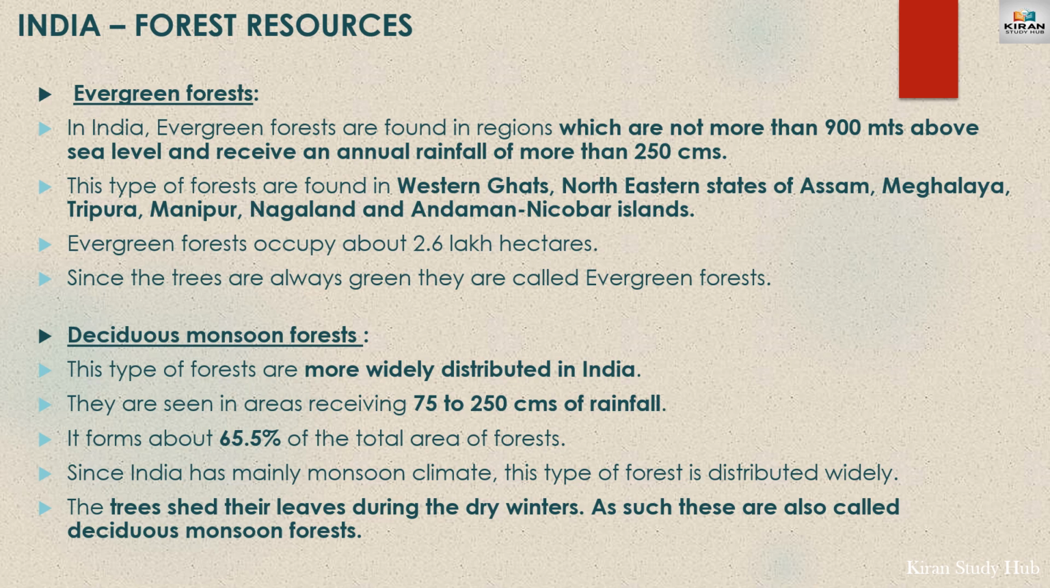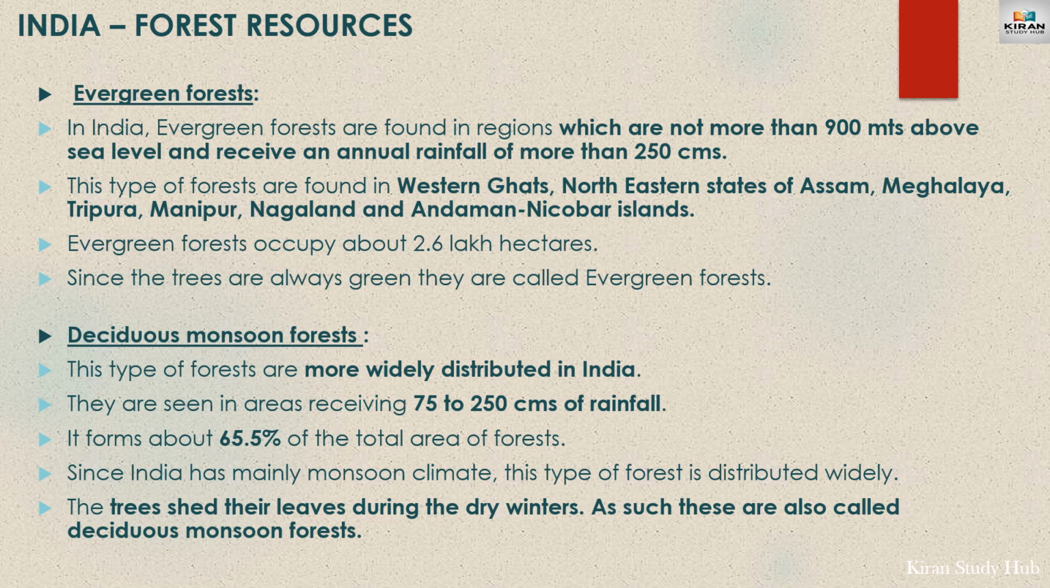Next is deciduous monsoon forest. This type of forest is more widely distributed in India. They are seen in areas receiving 75 to 250 centimeters of rainfall. Deciduous monsoon forest constitutes 65.5% of the total forest area in India, and this is the most widely distributed forest in India. The trees shed their leaves during the dry winters. As such, these are also called deciduous monsoon forest.